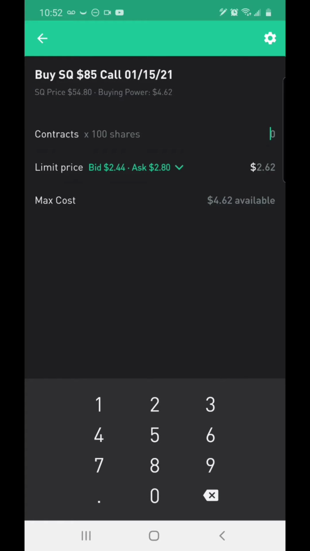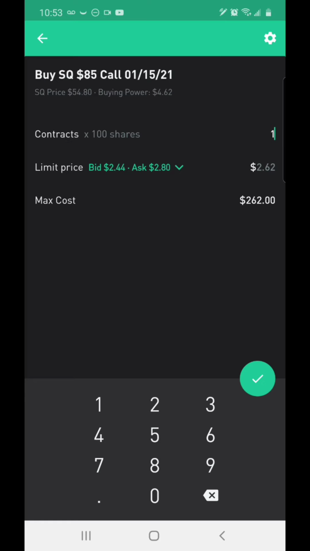Now let's click on it. And I'm going to select one contract option, and you see how the maximum cost calculates the total cost of this option. It's $262. Now notice here where it reads limit price, bid $2.44 and ask $2.80.